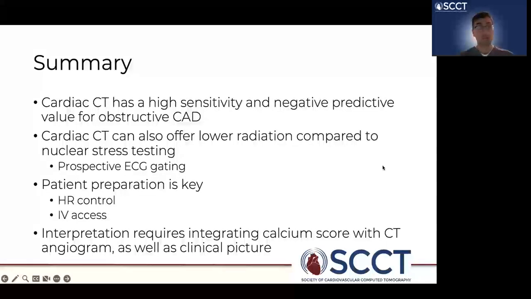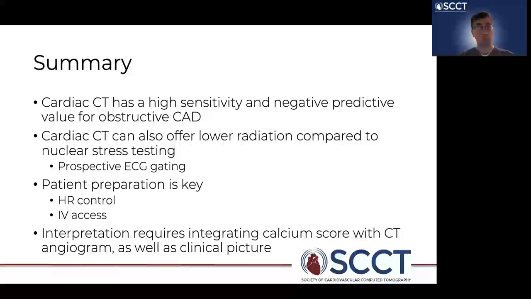So in summary, cardiac CT has a high sensitivity and negative predictive value for obstructive CAD. That means that if your cardiac CT is completely negative, you have pretty good odds of ruling out obstructive CAD. Cardiac CT can also offer lower radiation compared to other options like nuclear stress testing and coronary angiography. And prospective ECG gating is really important here, which you'll hear more about later.